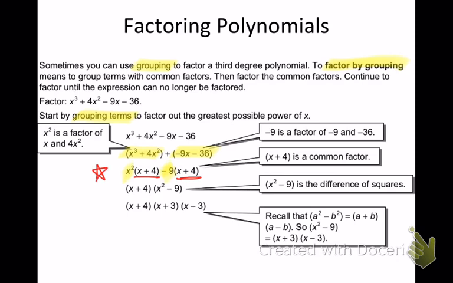This right here is a self-check point. Does everybody see what's underlined there? X plus 4 and x plus 4? That has to be the same.